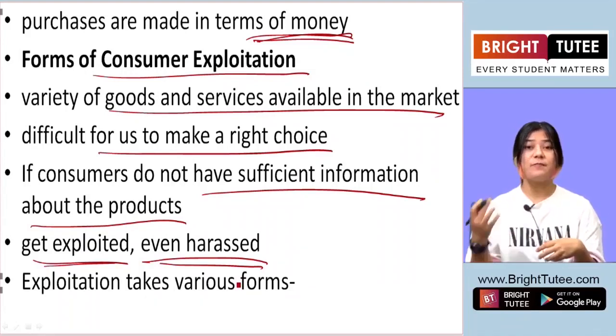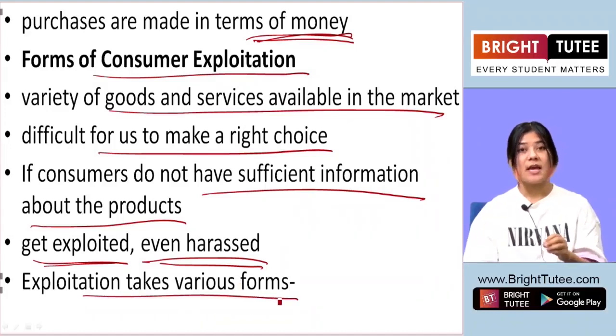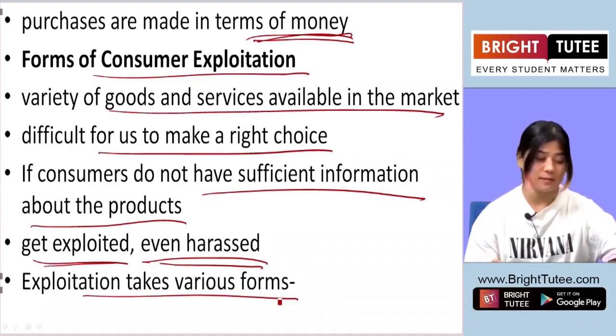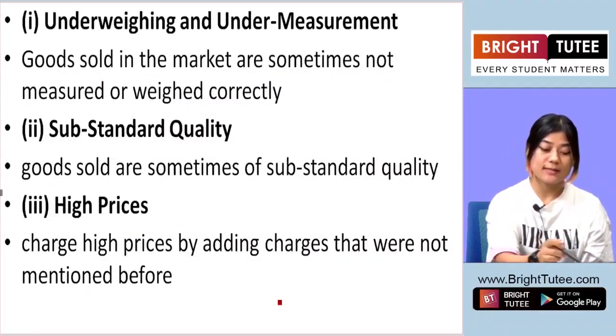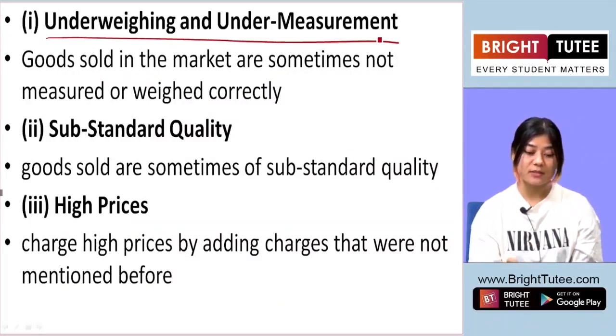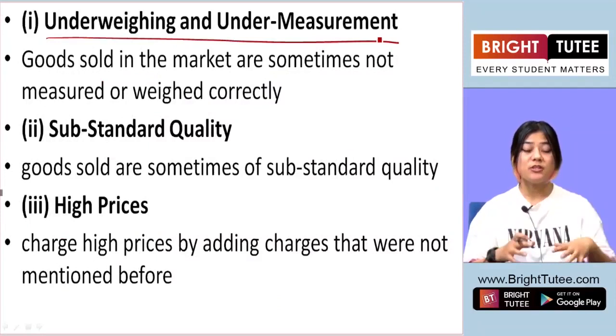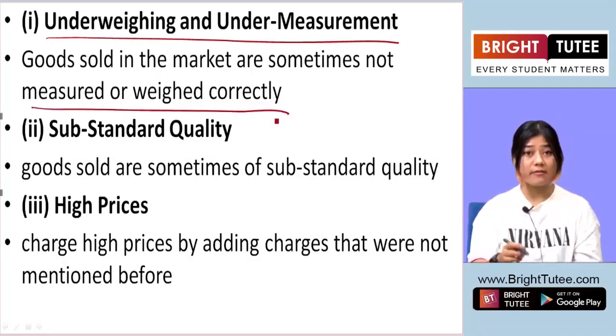But there are various forms of exploitation. This exploitation takes various forms. It's not always overcharging. Okay, there are other forms as well. So let us look at them. The first one is underweighing and under measurement. Now sometimes the goods that are sold in the market are not measured or weighed correctly.